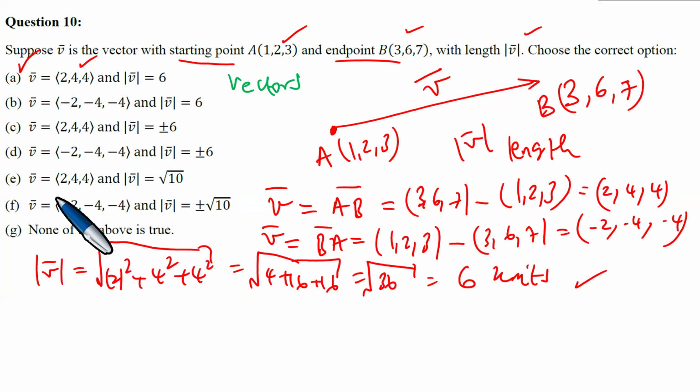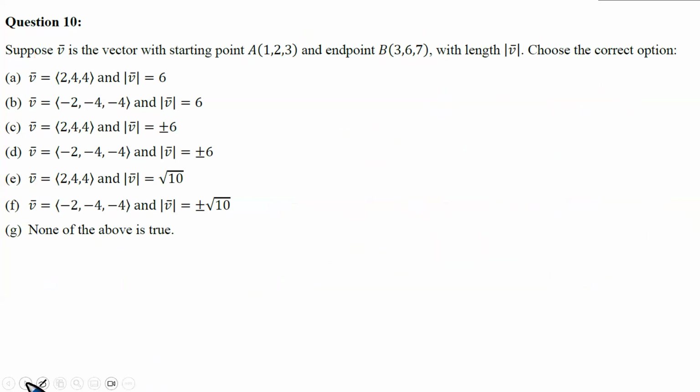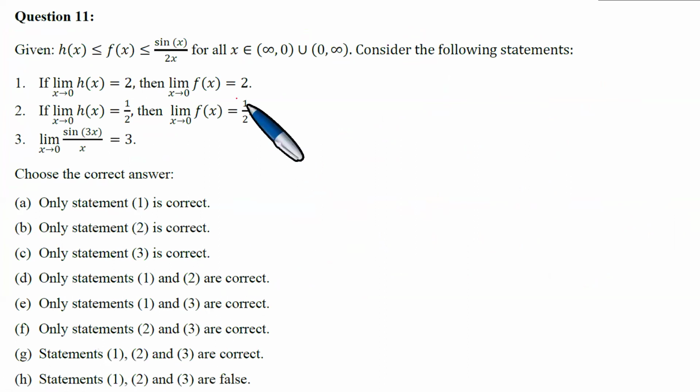So we continue right now to do the next problem. Okay, 11 is the next one. Given h(x) is less than or equal to f(x), less than or equal to sin x over 2x, for all x an element of the interval negative infinity to 0, union 0 to infinity, consider the following statements. If we have that the limit of h(x) is 2, then the limit of f(x) as x tends to 0 is 2. Okay, which one is the correct answer here?